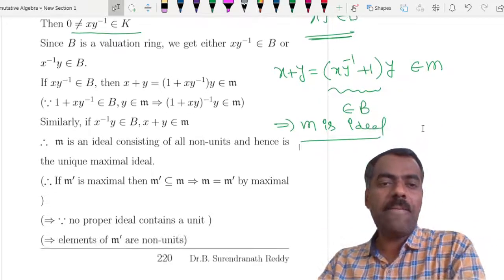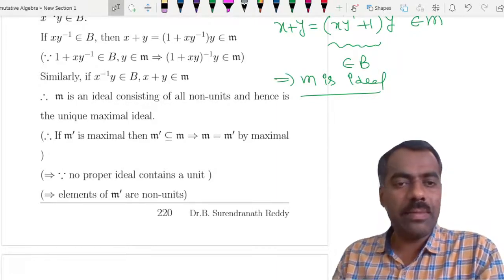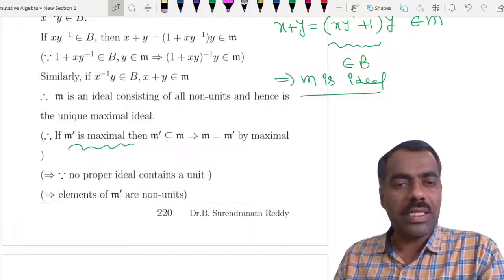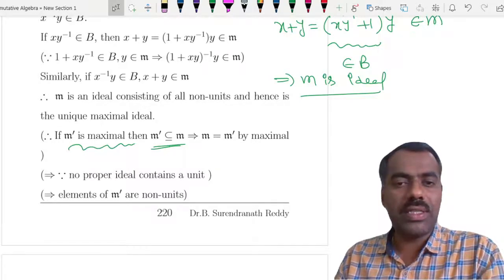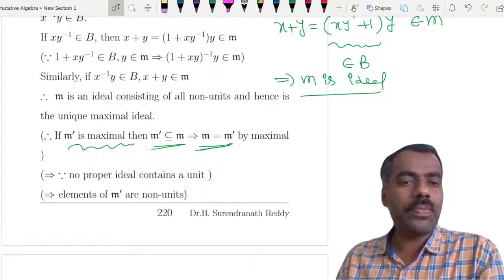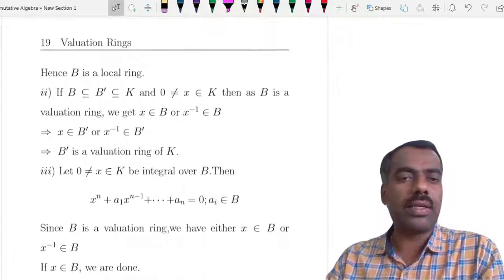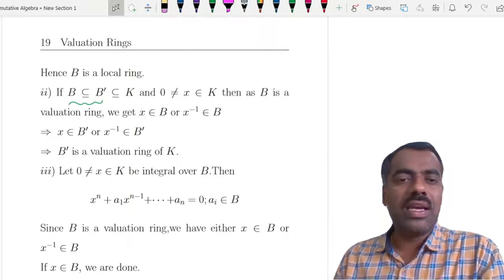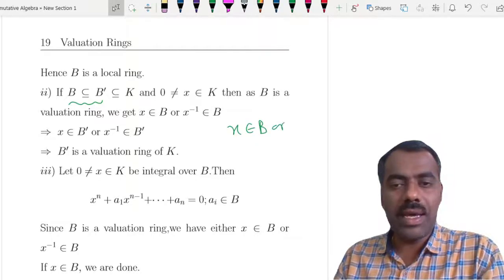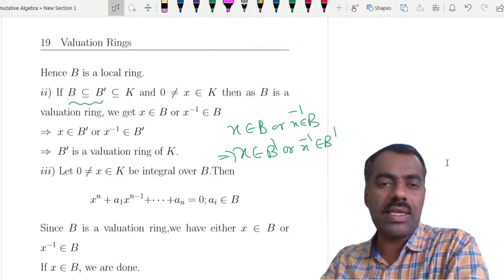So if M is an ideal and it contains all non-units, hence it has to be the unique maximal ideal, because if you take M prime, a maximal ideal satisfying this condition, then obviously it has to be here, because M contains all non-units. So M has to be equal to M prime. That shows that it is the unique maximal ideal. That means our B is a local ring. And the second point is obvious, because whenever B prime contains B and B is a valuation ring, we know that either X is in B or X inverse is in B. That shows that X is in B prime or X inverse is in B prime. So therefore B prime is a valuation ring.